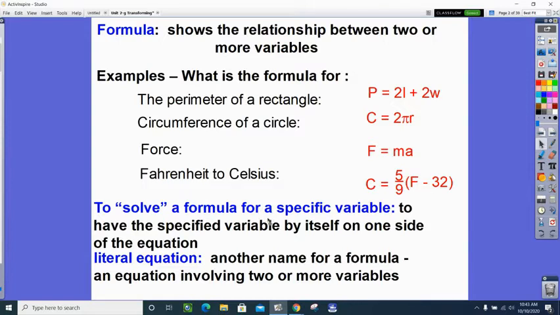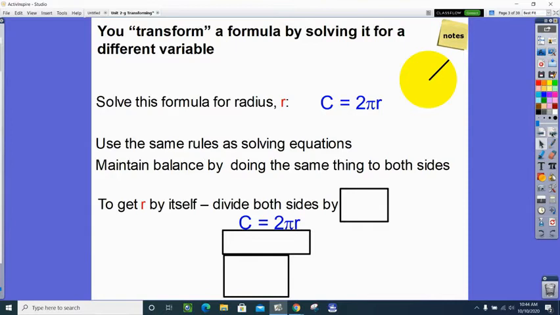So anyway, to solve a formula for a specific variable is to have the specified variable, the one that you're looking for, by itself on one side of the equation. So right now, this formula for Fahrenheit to Celsius is solved for Celsius. If we wanted to solve it for Fahrenheit, we would want the F by itself. And we're going to do that one in a couple of minutes. So let's just start with our circumference of a circle. You transform a formula by solving it for the different variables. So in this case, we're going to solve it for the R. So we want the R by itself, and we want this 2 pi to go to the opposite side.